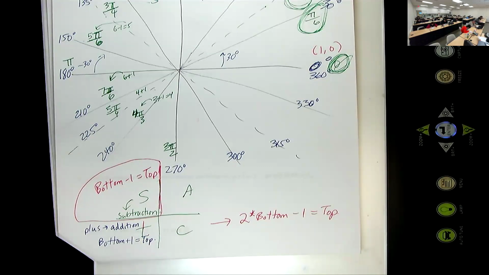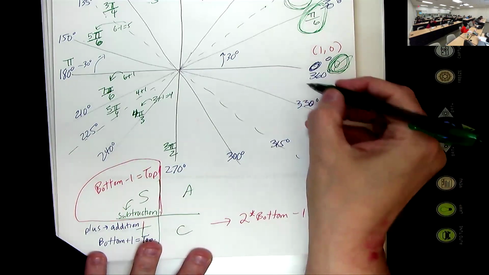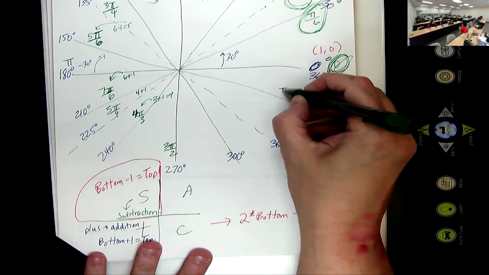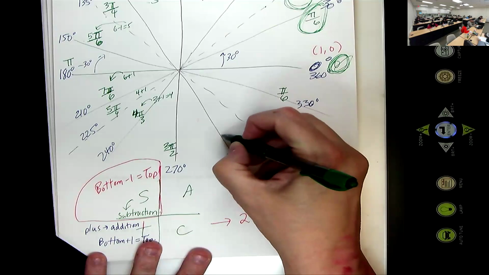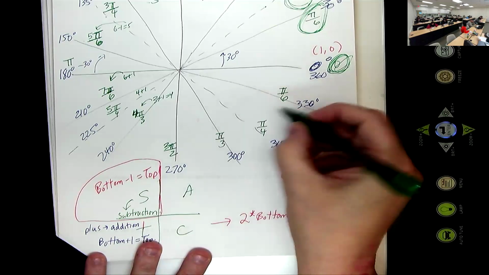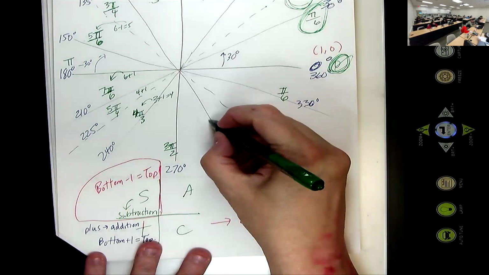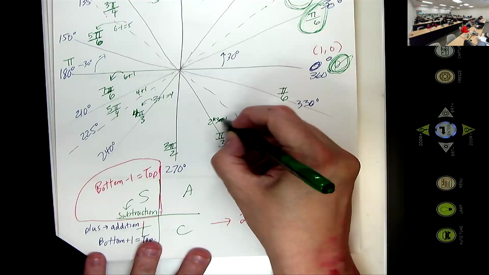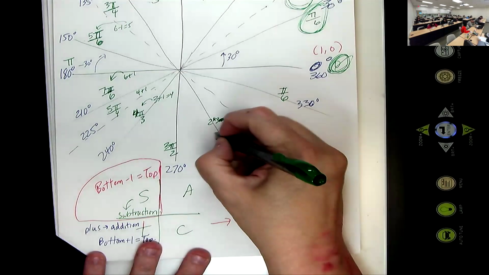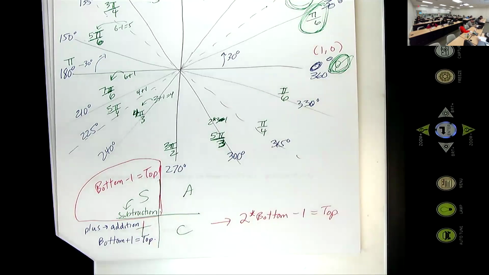And in this quadrant, it doesn't matter if you go across the x-axis or across the y-axis. This is gonna have a denominator of 6 right there. That has a denominator of 4, and this has a denominator of 3. So if I do 2 times 3 minus 1, 6 minus 1 is 5. The 300 degrees is 5 pi over 3.